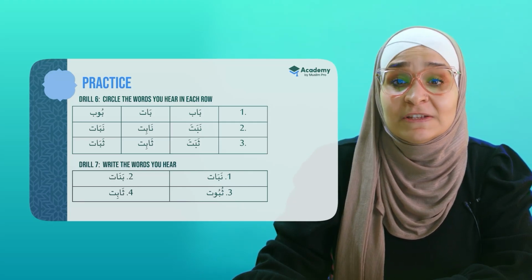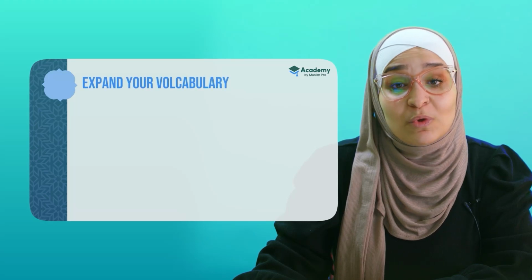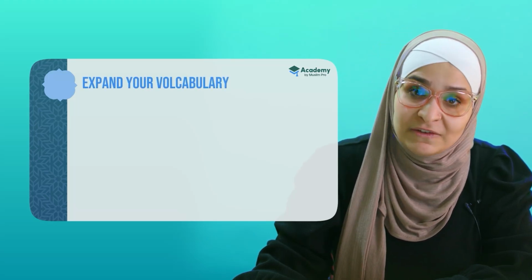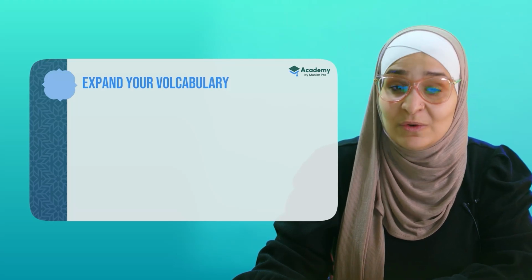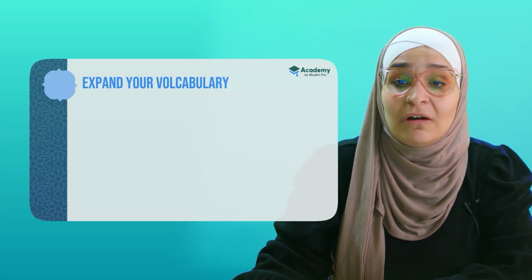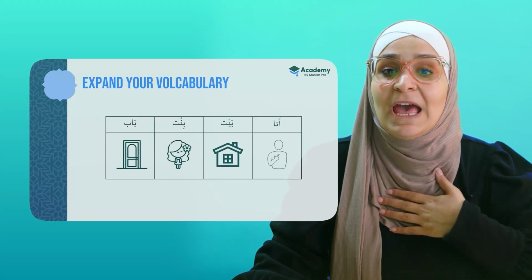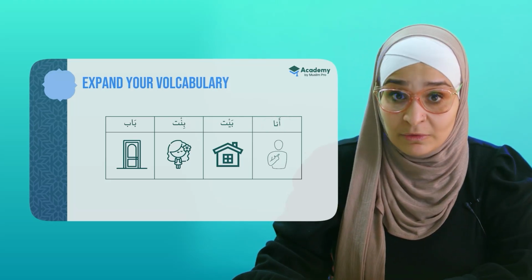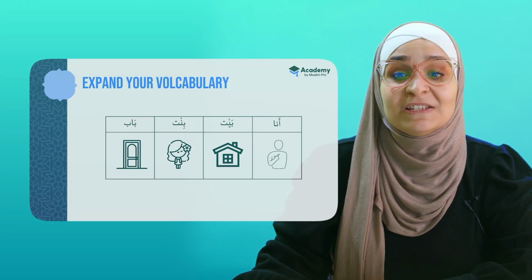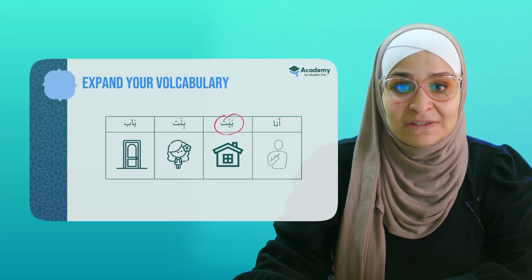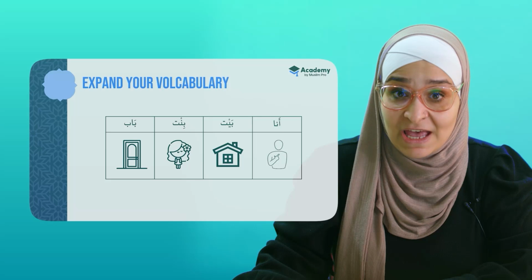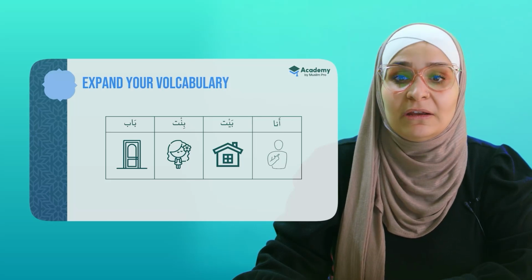So let's learn some words. In each lesson, guys, we will learn a few words using the letters we have learned. So the vocabulary for this lesson are, first word, ana. Ana means I or I am in Arabic. Next we have bayt. Bayt means a house or home in Arabic.